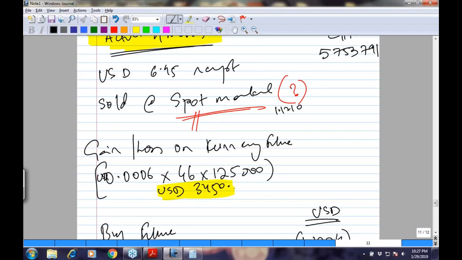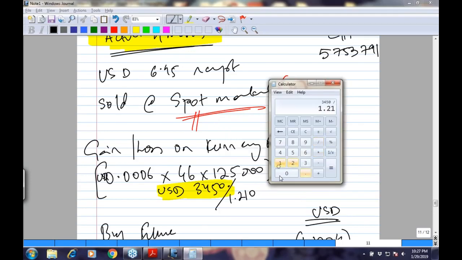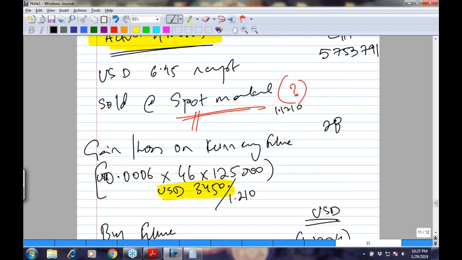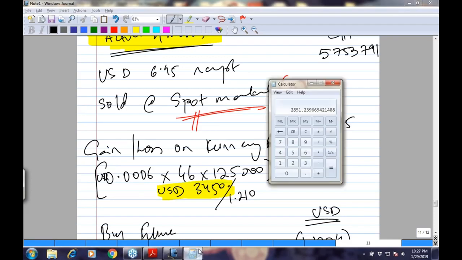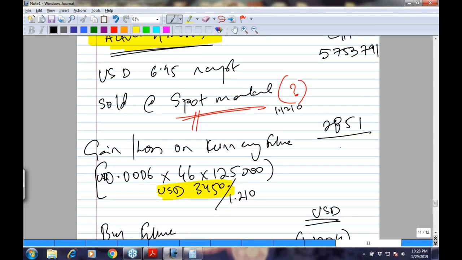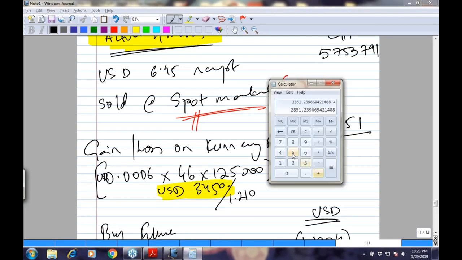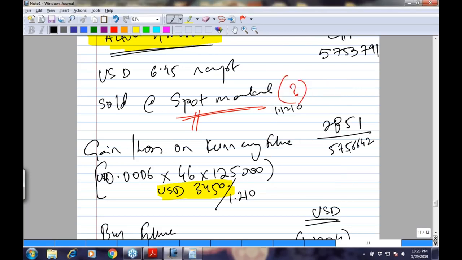And you would convert this USD 3450 at that date's spot rate, which also happens to be 1.210, because that's what we estimated. So how much does it turn out to be? 2851. This is the gain, so this becomes the total receipt, which becomes 5756642. Yes, the contract size was in CHF.